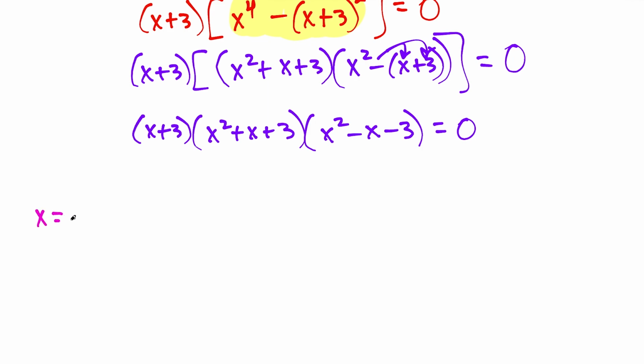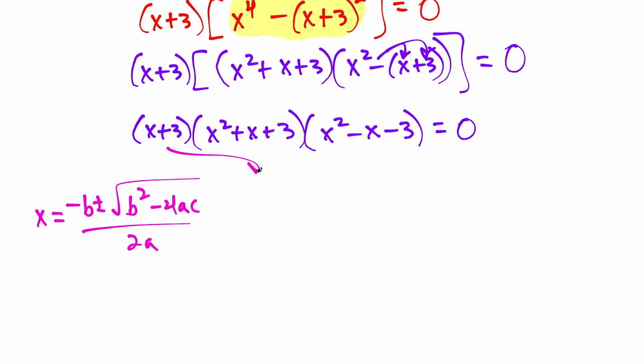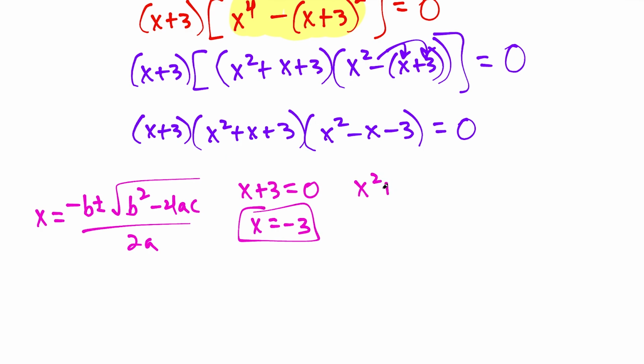From here, we have to know the quadratic formula to find the roots of the second two factors: negative b plus or minus the square root of b squared minus 4ac all over 2a. For the first factor, we could just say x plus 3 is equal to 0, and this is true when x is equal to negative 3. So far we have one potential solution. And then we have x squared plus x plus 3.